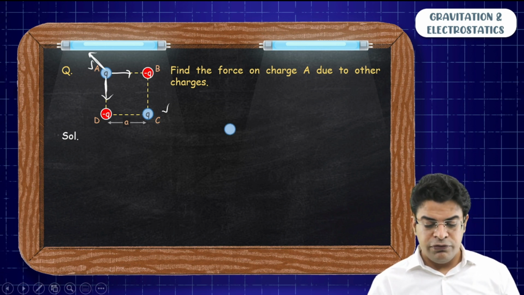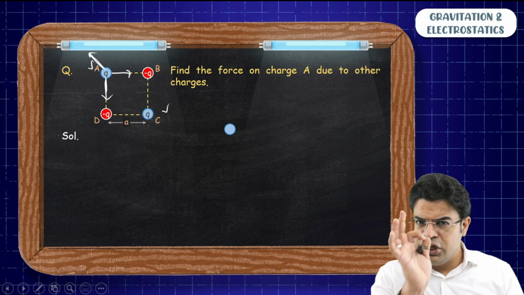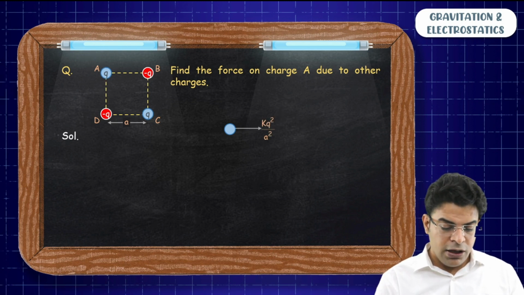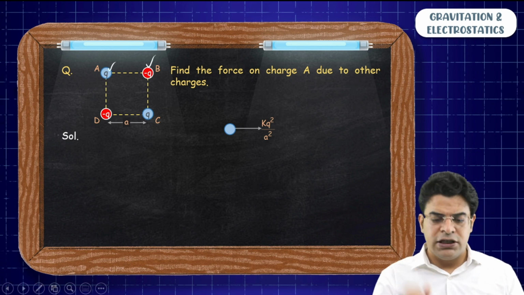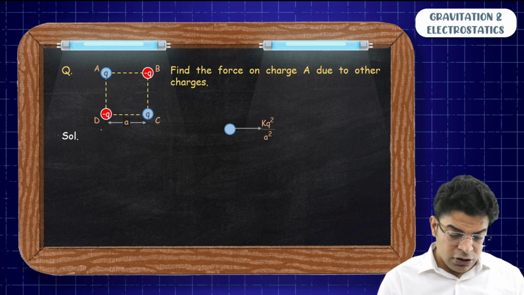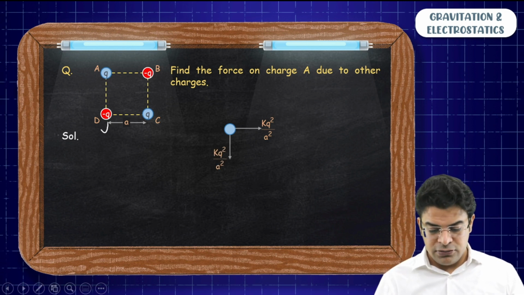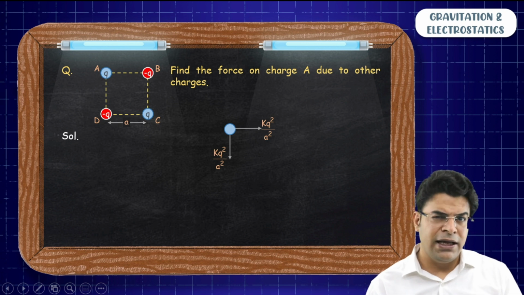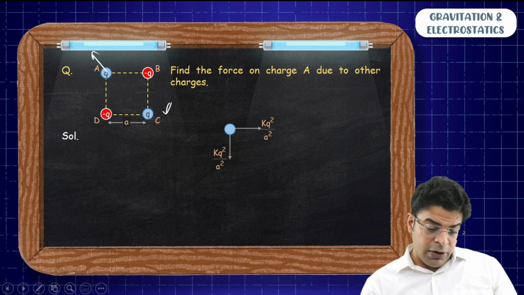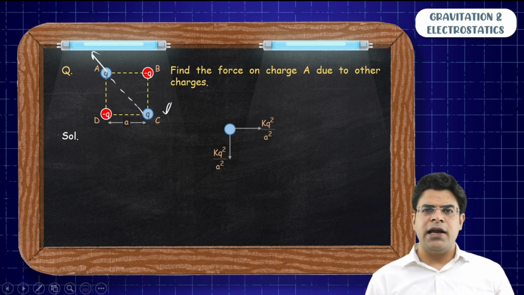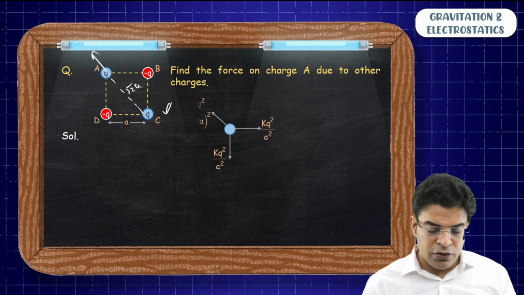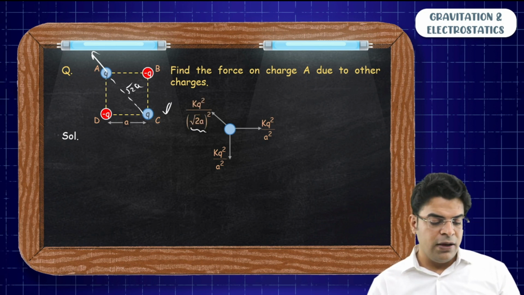So first of all, visualize the forces on charge A due to each individual charge. Because of B, there will be a force of attraction. How much? KQq, magnitude of charges, upon separation between them, a whole square. Similarly, because of D, there will be a force of attraction. How much? KQ square upon a square. And because of C, there will be a force of repulsion. But notice that here the separation shouldn't be taken as a. The separation should be taken as the length of the diagonal. That will be root 2 a. So you get KQ square upon root 2 a whole square.